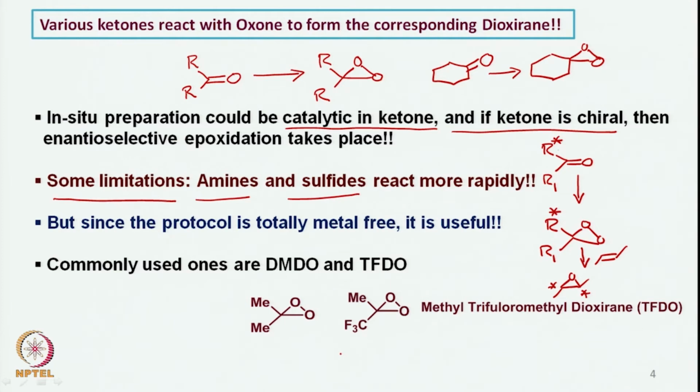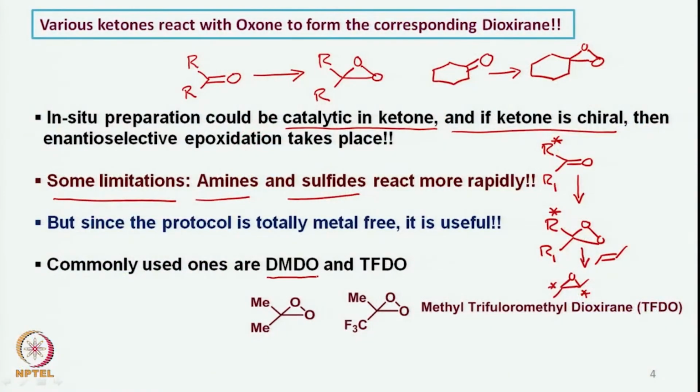The only disadvantage of dimethyl dioxirane is that it is a bit difficult to handle because of its low boiling nature, and in some instances it has been found to be explosive. So it can explode if the reaction is not carried out at the appropriate temperature. But the in situ method for dimethyl dioxirane or any other dioxirane is very useful and can avoid the isolation of the corresponding dioxirane.